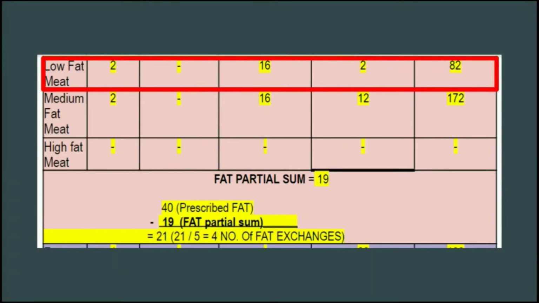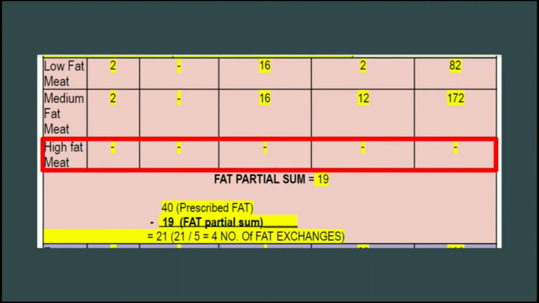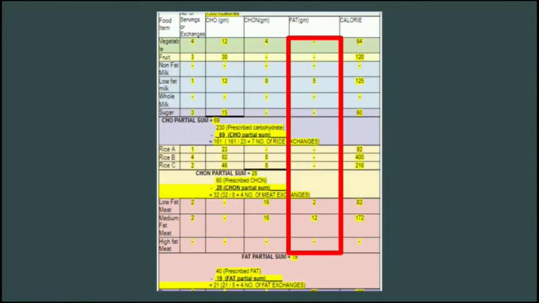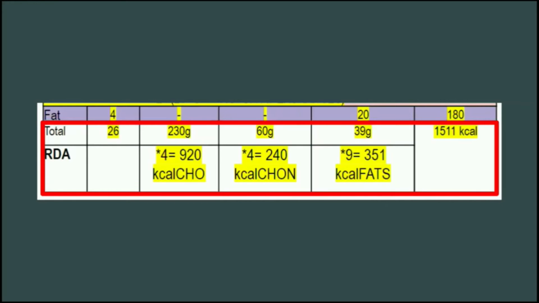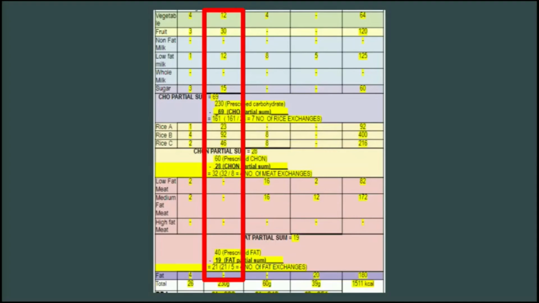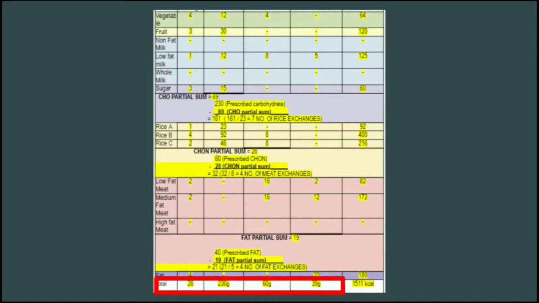The exchanges of low-fat meat, medium-fat meat, and high-fat meat are adjusted to get the partial sum of the fat content of food items, which will then be subtracted and divided by the constant number 5 to get the number of fat exchanges. Now, to get the total and its RDA, all the carbohydrates, protein, and fat content of all the food items will be added.